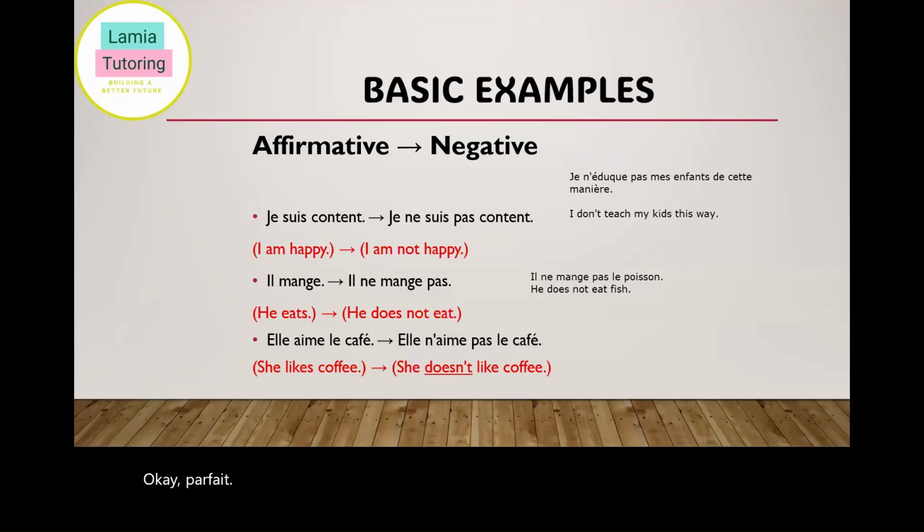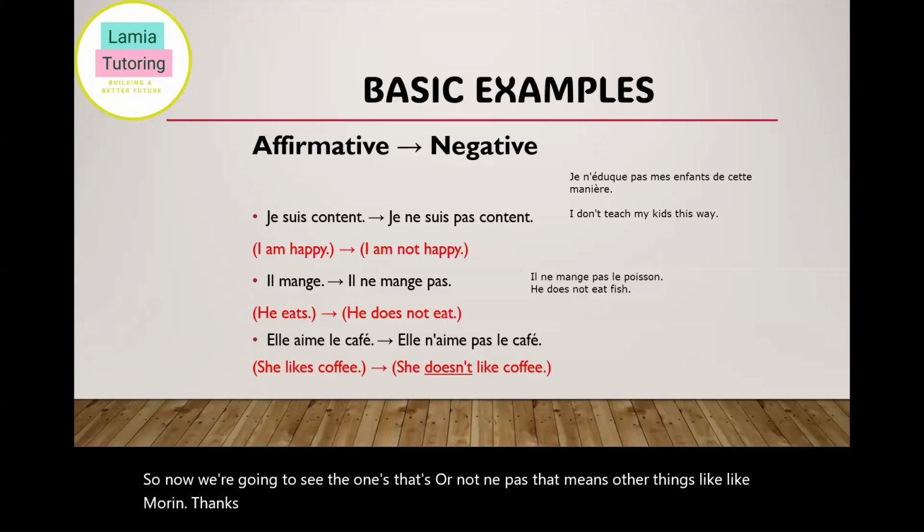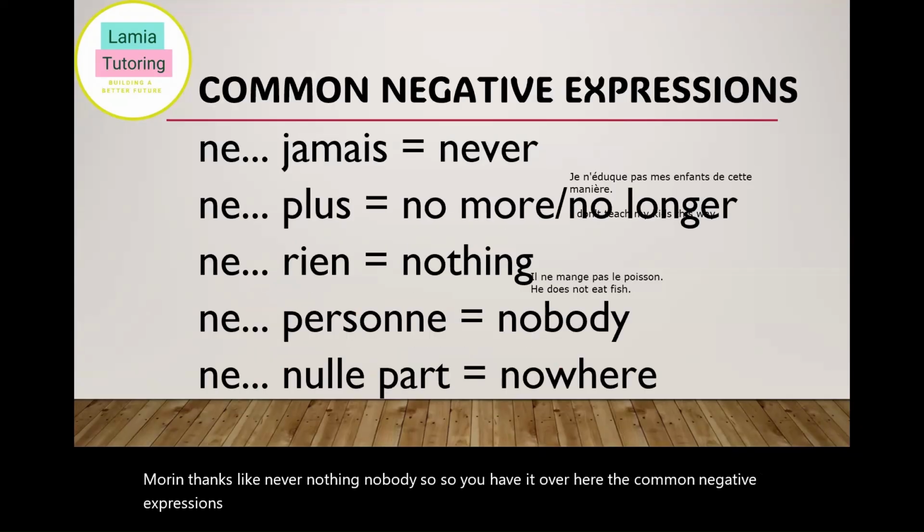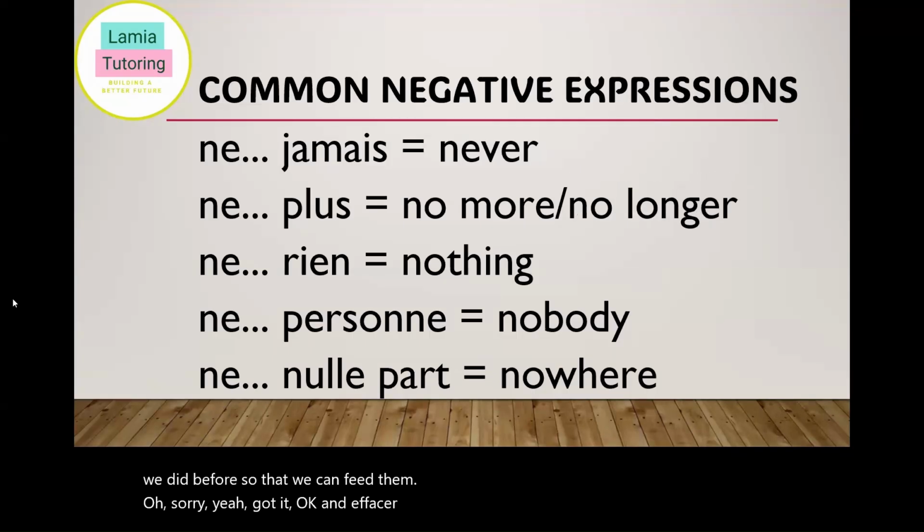So now we're going to see the ones that are not ne pas, that means other things like more intense, like never, nothing, nobody. So you have it over here. The common negative expressions are ne jamais. This one means never. Sorry, let me remove the annotations that we did before so that we can view them. Okay, so we have ne jamais, never.